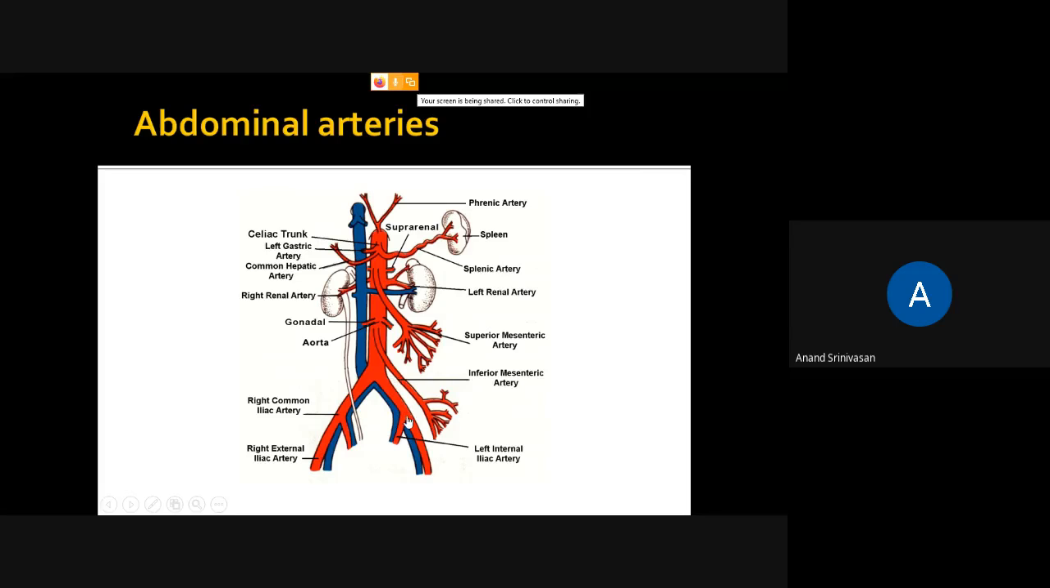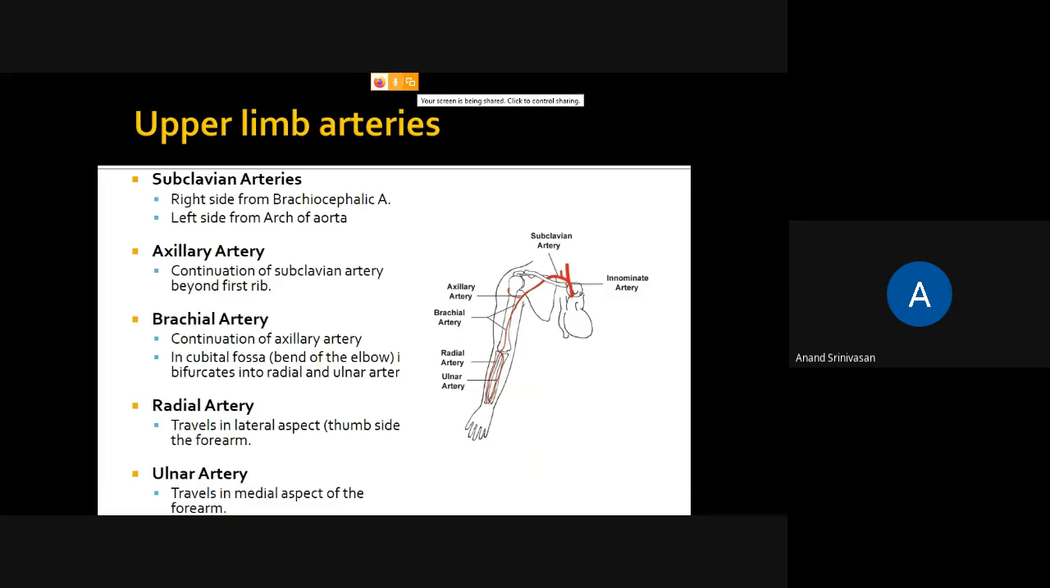Now the common iliac artery divides into external iliac and internal iliac. Now let's see the upper limb arteries. You know the subclavian artery. On the right side, it arises from the brachiocephalic artery, and on the left side, it's a direct branch from the arch of aorta. The subclavian artery continues in the axilla, where it's called the axillary artery, and then it continues in the arm as the brachial artery. And near the elbow, which is the cubital fossa, it divides into the radial artery and ulnar artery.